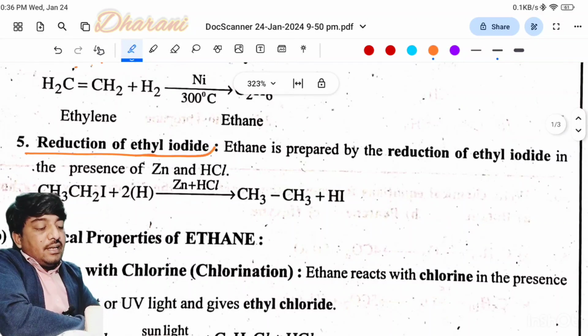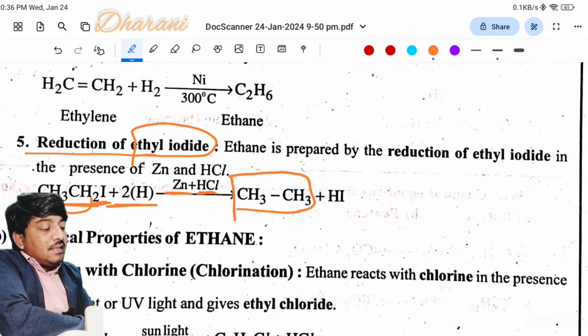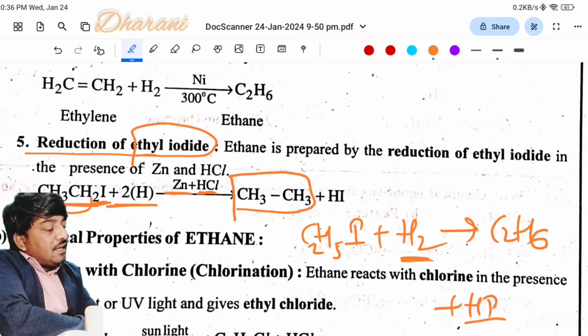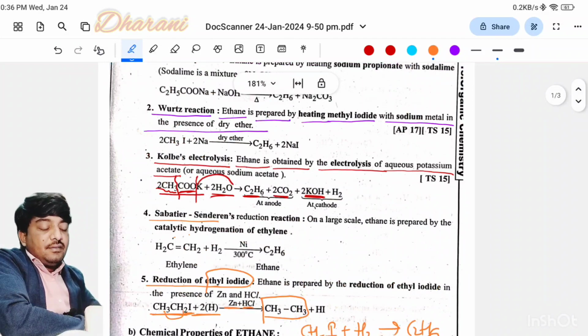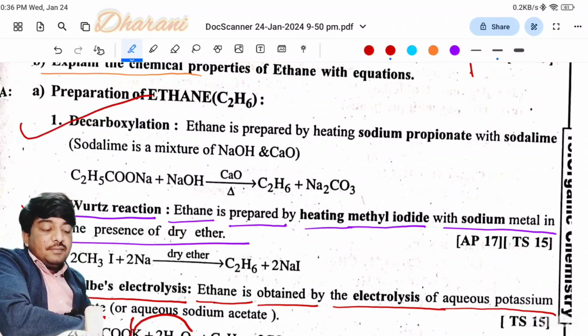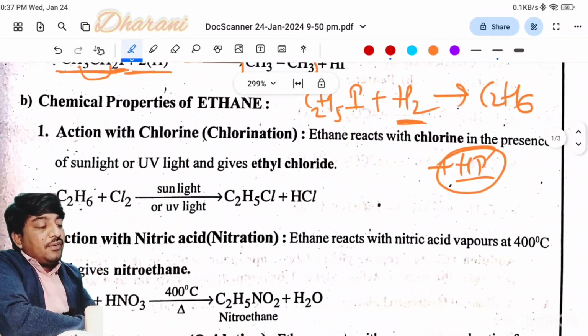The next one is reduction of ethyl iodide. Ethyl means 2 carbons, C2H5. Iodide means I. Reduction means adding hydrogen. In the presence of zinc plus HCl, the product is ethane. C2H5, add one hydrogen, it forms C2H6. Another hydrogen is there, and hydrogen with iodide forms hydrogen iodide. Decarboxylation, Wurtz reaction, Kolbe's electrolysis, Sabatier-Senderens reaction, reduction of ethyl iodide.